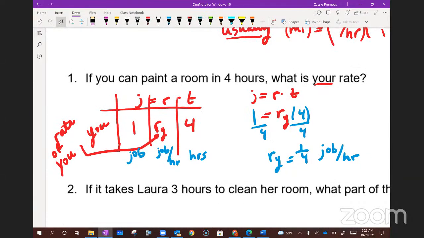And this makes sense because obviously if I can paint a room in 4 hours, how much am I going to get done each hour? 1/4 of the job. So that's my rate, 1/4 of the job per hour. Okay, now let's see how we can use that.